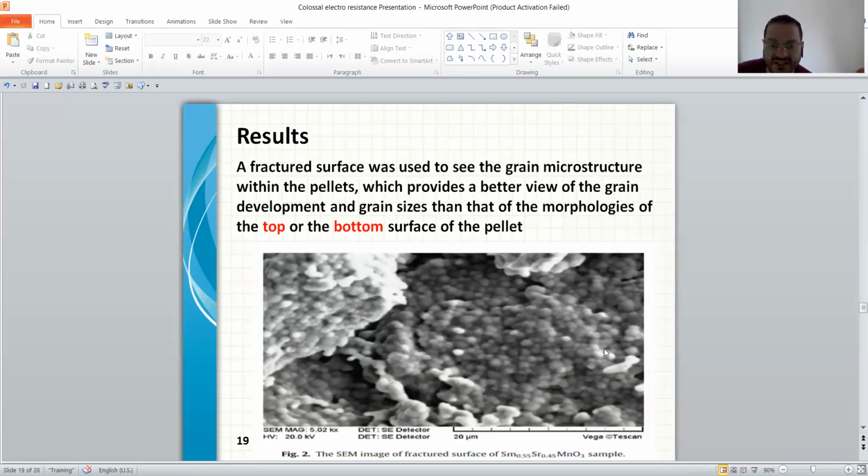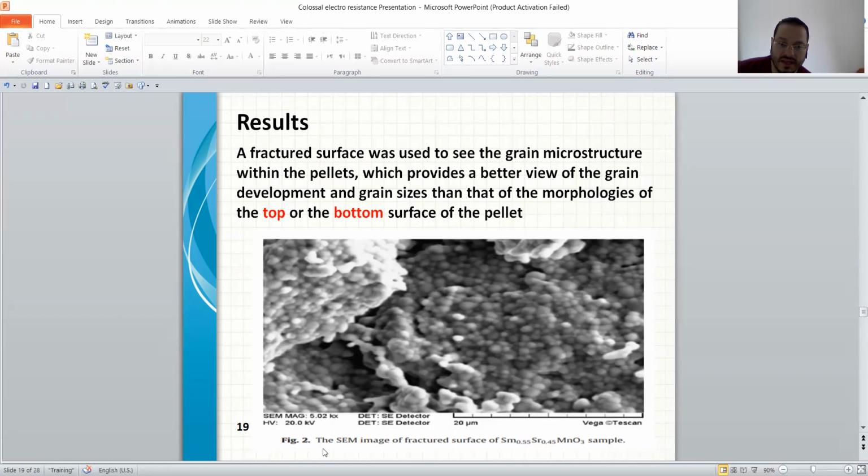Here, this image illustrates the shape of this sample, the balls, and the bottom and the top. What is the difference, what does that mean? A fractured surface was used to see the grain microstructure within the pellets, which provides a better view of the grain development and grain sizes than the morphology of the top or the bottom surface of the pellets.